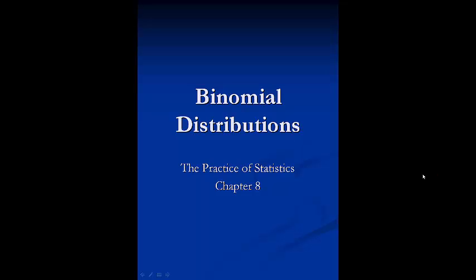Hello AP Statistics students. We're now in Chapter 8, and Chapter 8 covers two types of distributions, binomial and geometric. With this particular video, we're going to cover binomial distributions and what makes something a binomial distribution, and actually what differentiates it from a geometric. And we'll catch up on that later.